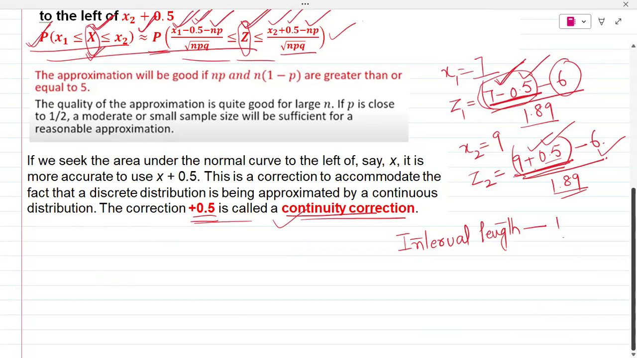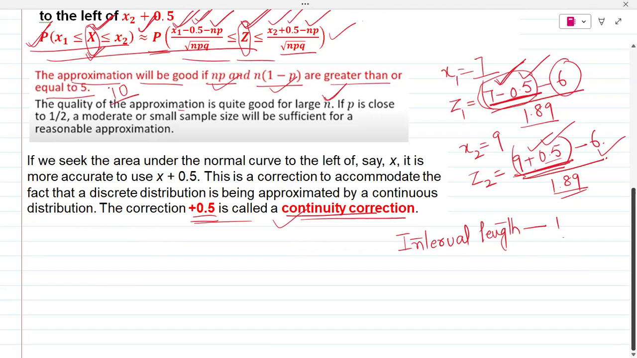There is a certain remark about this approximation, that this approximation will be good if np and n(1 minus p) are both greater than or equal to 5. Some authors say that np and n(1 minus p) must be greater than or equal to 5, and some say that it should be greater than or equal to 10. But we need not be fuzzy about this; either will do for us. And the quality of approximation is quite good if n is large.